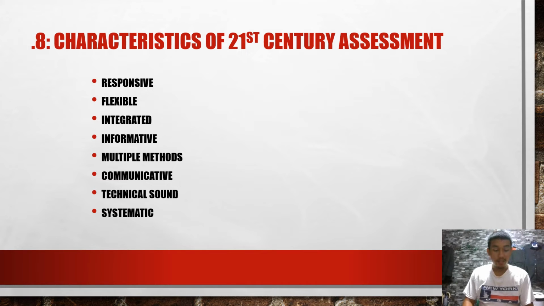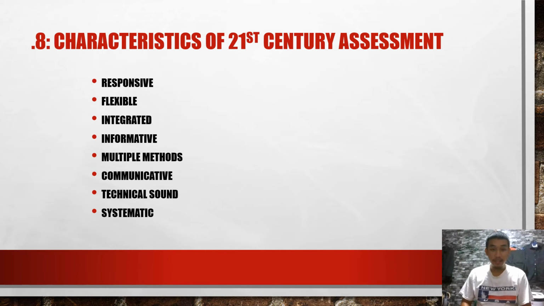So next is technical soundness. Technical soundness is for fairness, adjustments and accommodations made in the assessment process to meet students' needs. So technical soundness should come from the teacher or from the assessment given by the teacher, with fairness, adjustment and accommodation, which helps students meet their needs.